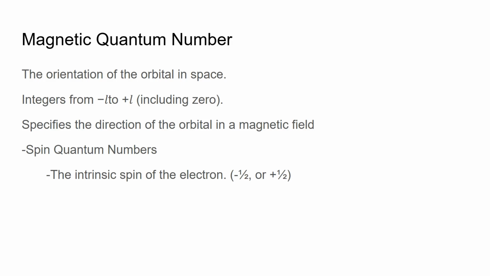The magnetic quantum number represents the orientation of the orbital in space. The values go from negative to positive L, correlating with the orbitals. The spin quantum number represents the intrinsic spin of the electron, and it only has values of negative 1/2 or positive 1/2. It indicates the direction of the electron spin, which creates a tiny magnetic field.